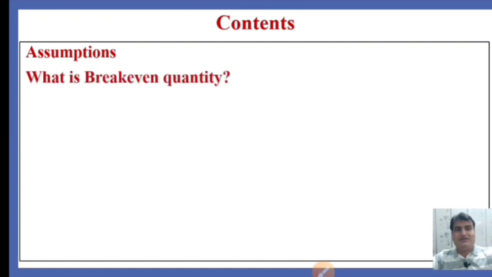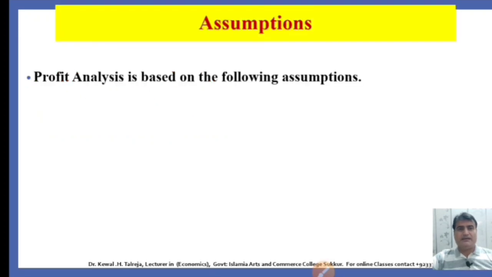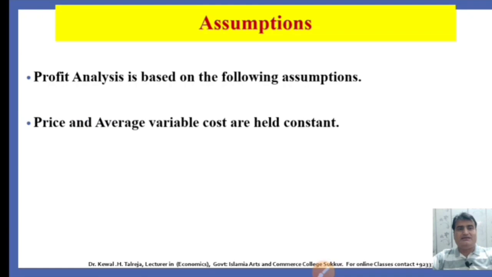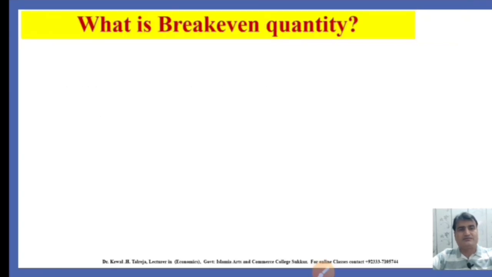What is break-even quantity? What is target quantity? How to verify the target profit? So we will discuss these things in this lecture. The profit analysis is based on the following assumptions. Price and average variable cost are held constant. The firm produces a single product or a constant mix of products.